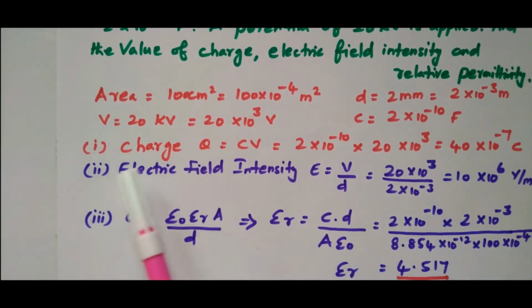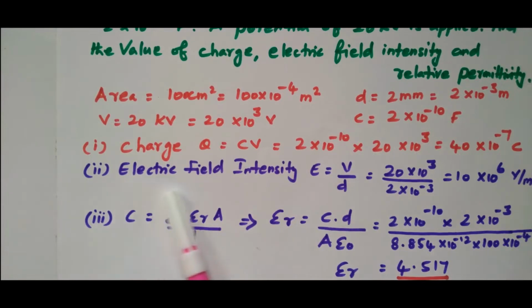First we will find the charge. Charge Q equal to CV, very standard formula. Q equal to CV. So the C value is given, 2 into 10 to the power minus 10. The voltage is 20 kilovolt, 20 into 10 to the power 3. So multiplying these two, what did we get? 40 into 10 to the power minus 7 coulomb. The charge will be 40 into 10 to the power minus 7 coulomb.